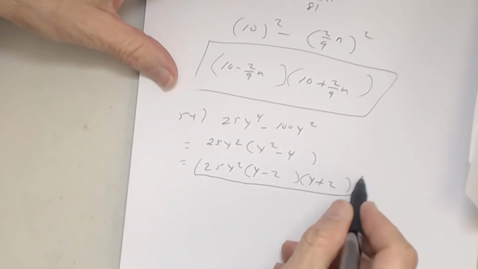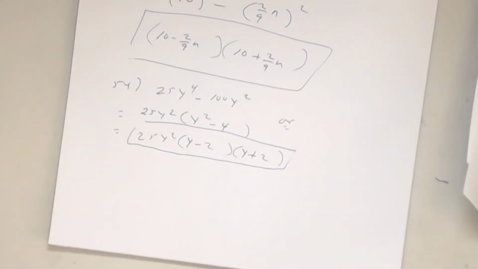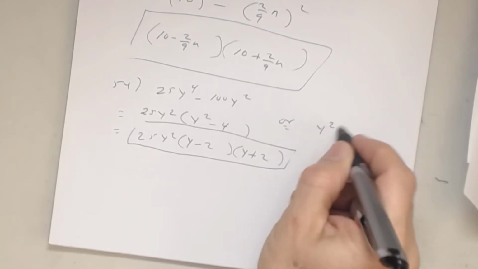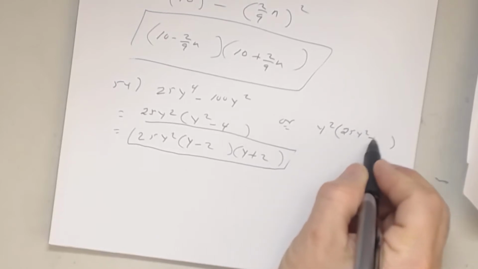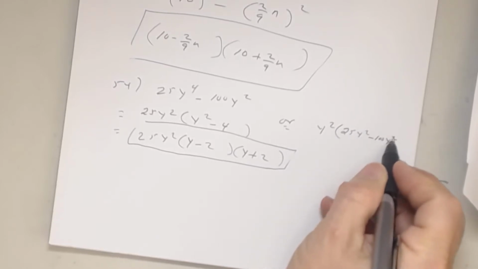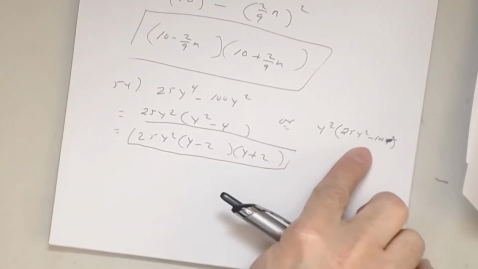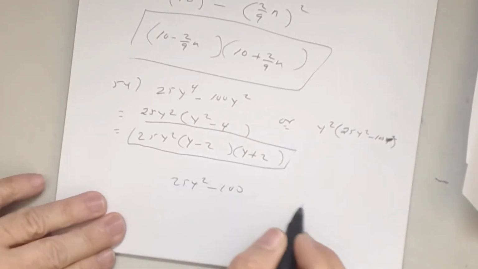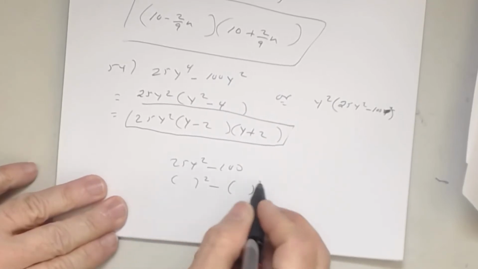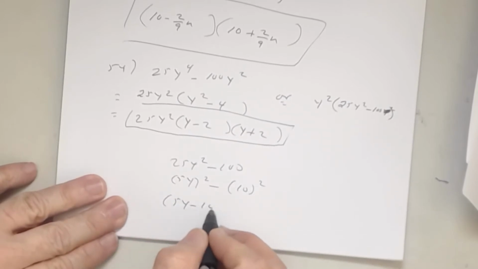Now, I just want to remind you about something. Here's what someone else could have done. They could have said, all right, I can take out a y squared. Y'all agree? Take out a y squared. And then what will be inside the parentheses? 25y squared minus 100. Okay. But then notice that inside the parentheses, that's still the difference of two squares, because 25y squared minus 100 is 5y and 10, right? So I can factor this as 5y minus 10 times what?